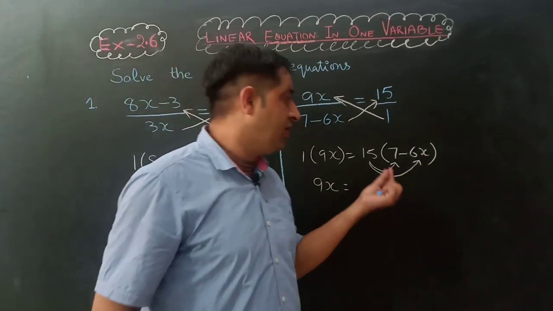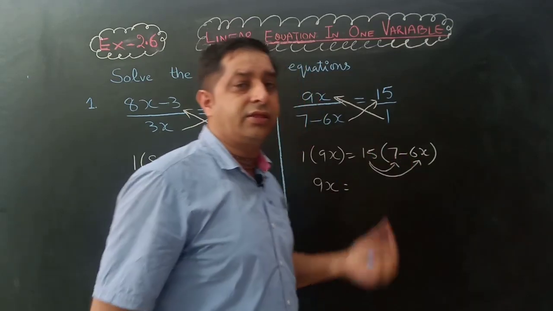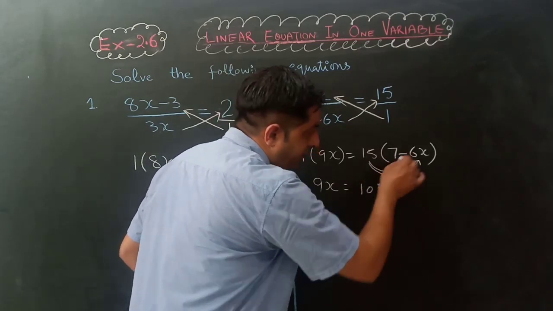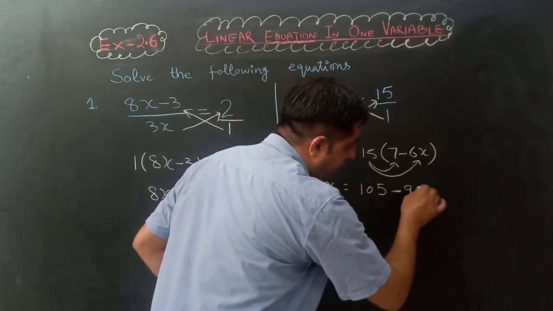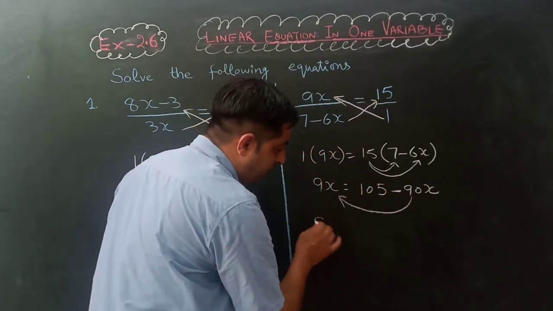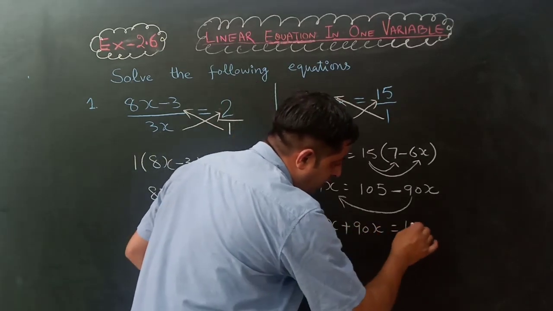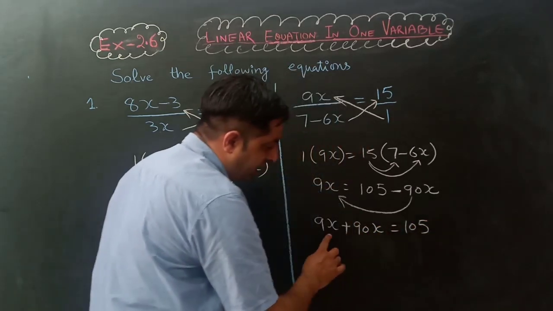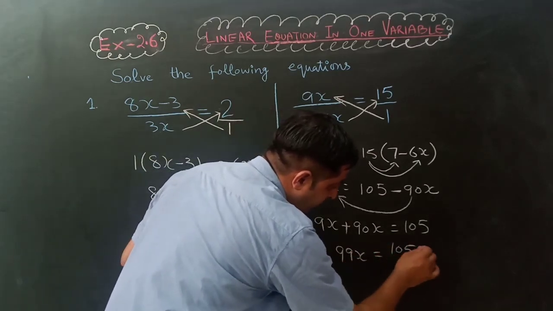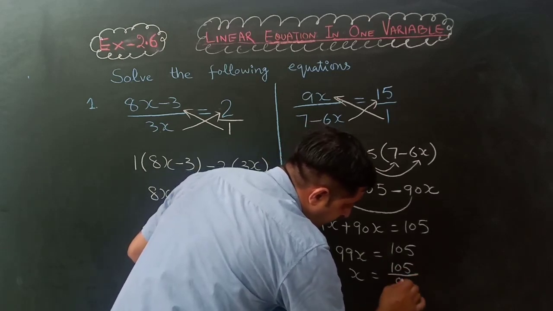Now 15 first multiply with 7, then 15 we will multiply with minus 6x. Distributive law is applied. 15 पहले 7 से मल्टीप्लाई होगा, फिर 15 माइनस 6x से मल्टीप्लाई होगा. 15 into 7 is 105, minus 15 multiply by 6x, you will get 90x. Now shift this 90x to the left hand side. 9x plus 90x, you will get how much? 105. Now add them, you will get 99x is equals to 105.